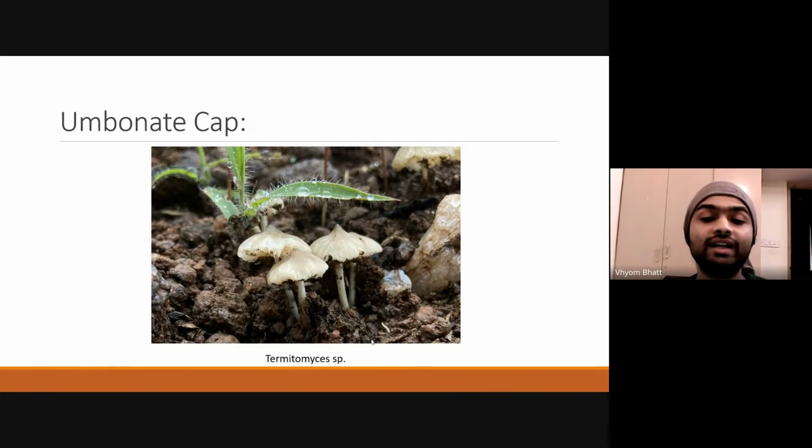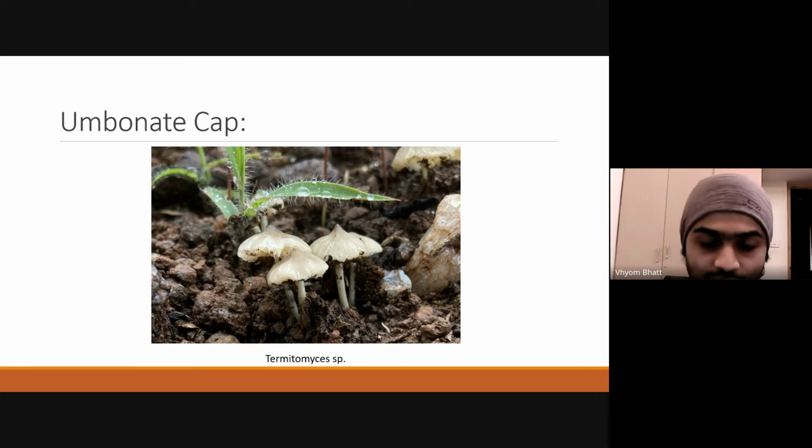Then you have ambonate caps. This is a Tomatomyces that we saw in Sakleshpur. It was very fascinating because all these mushrooms are supposed to be very big, but we were on a hill and all the mushrooms that we saw were minute in nature. It's like the Lilliput of mushrooms is what we called it there.